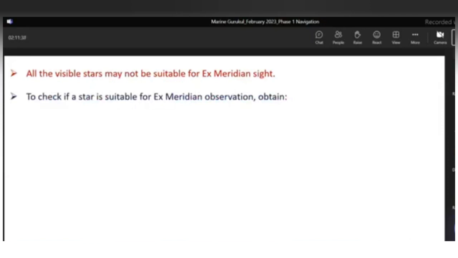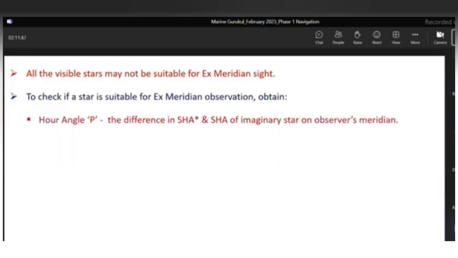To check if a star is suitable for ex-meridian observation, we need to obtain R angle P, which is the difference in the SHA of the star or the SHA of the planet in question and the SHA of an imaginary star on the observer's meridian. We had already learned how to calculate the SHA of an imaginary star on the observer's meridian by equating the LHA to 360. So P is the difference between the SHA of this imaginary star on the observer's meridian and the SHA of the star or planet in question. Then we obtain the time to meridian passage, if the body is yet to cross the meridian, or the time from meridian passage if the body has already crossed the meridian.